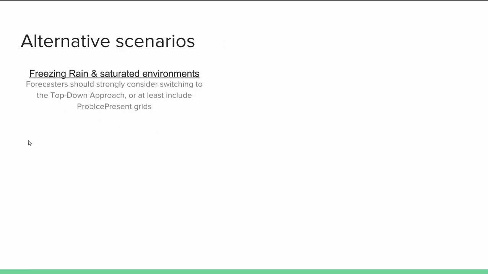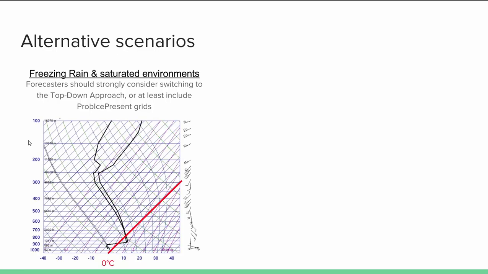There are a few more scenarios here to discuss. The first is freezing rain and saturated environments. Forecasters really should strongly consider switching to the top-down approach, or at least include prob ice present grids in these environments. For example, here's the sounding where you've got, as you can see, pretty much fully saturated, and then there's a warm nose and a cold dome below that. These would be a classic type freezing rain and sleet soundings that you may run into.